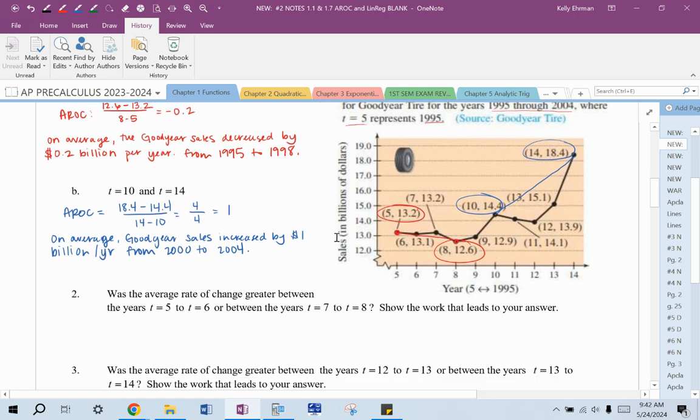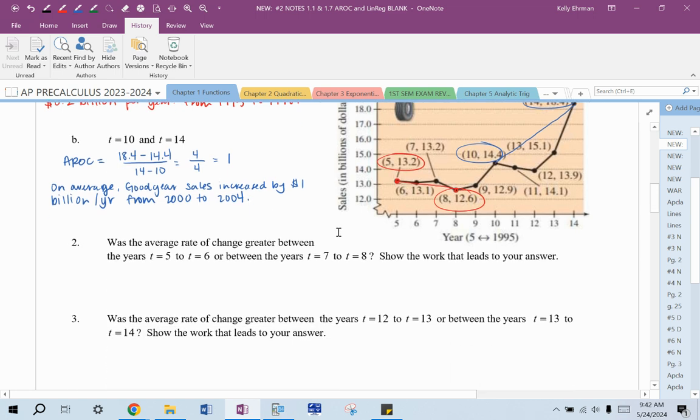Okay. Was the average rate of change greater? Again, not steepness. It's about the number. Which number is bigger? Between 5 to 6 or between 7 to 8. Now, both of these are just a 1-year span. So when you do the average rate of change for the first one, you're really just looking at the change in the y values. So 5 to 6, was the average rate of change greater?